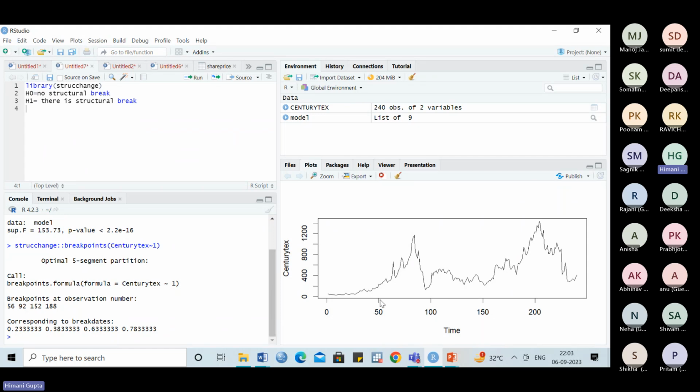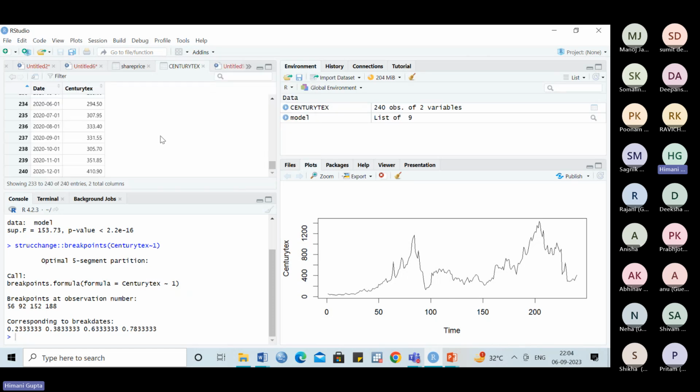Now, if we observe over here, the first is at around 56. 56 is over here, so here is some breakpoint. After that, it's saying 92. 92 comes something over here, and I can see that there is some increase or decrease over here. So I will find out why it is happening. After that, it is saying 152. Now see over 152. Yes, I can observe that there is a structural break, because after this point the prices start increasing. And the last is 188. 188 is around over here. There is some structural break. Let's observe it with the help of your Century Textile file. It's 188, see the 188th observation.